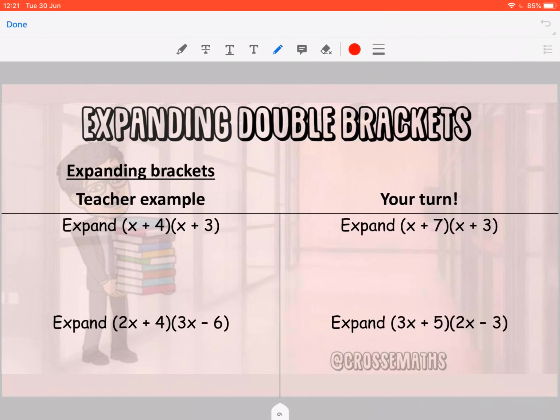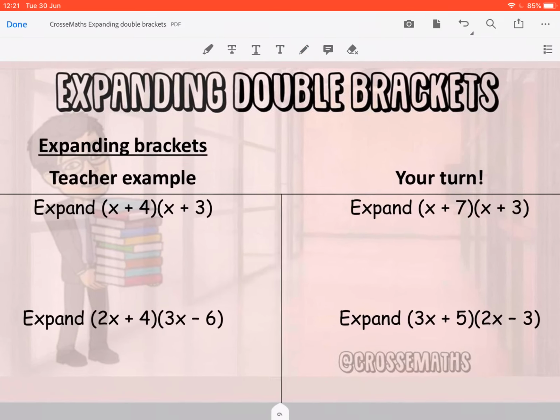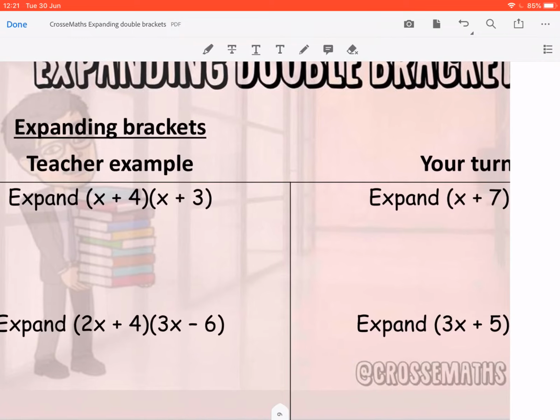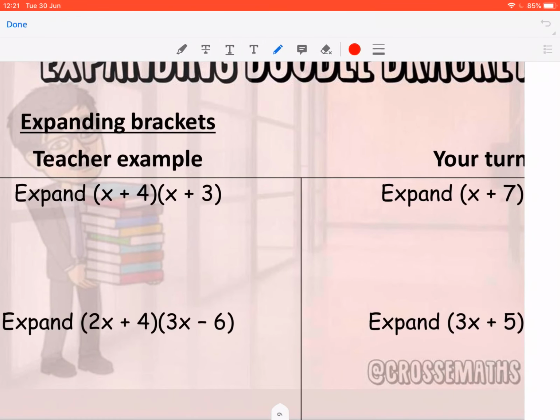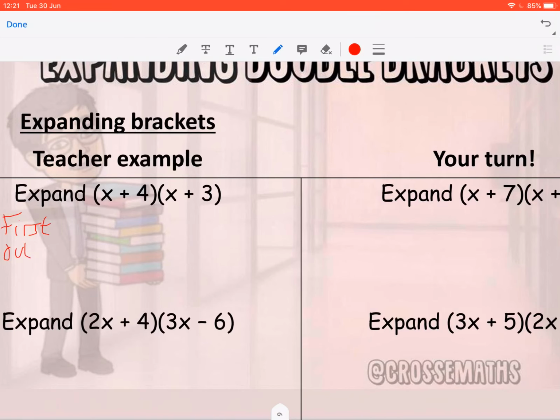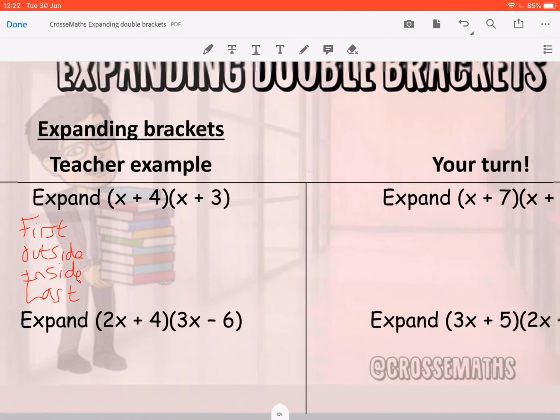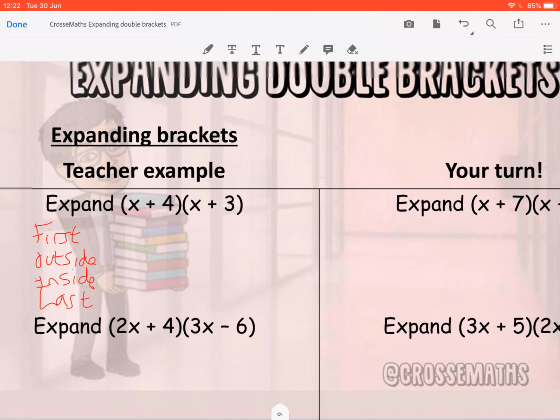Now, expanding a double bracket is a little bit different. I'm going to zoom in a little bit. When we're expanding double brackets, we use something called FOIL. FOIL stands for first, outside, inside, last. That'll make sense in a second. You don't have to write that every single time once you get good at it.